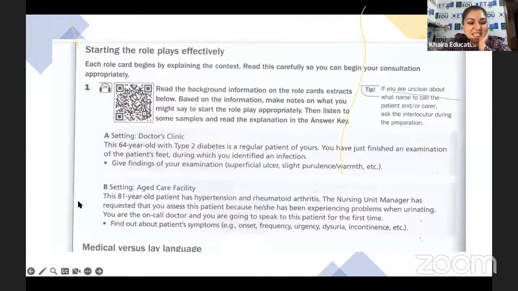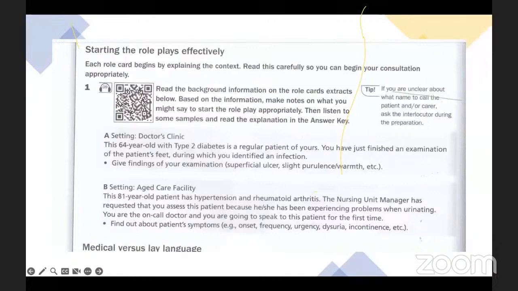Okay, what about the second one? It's an aged care facility. This 81-year-old patient has hypertension and rheumatoid arthritis. The nursing unit manager has requested that you assess this patient because he or she has been experiencing problems when urinating. You are the on-call doctor and you're going to speak to this patient for the first time. The first task is to find out about the patient's symptoms. How will we start the role play?